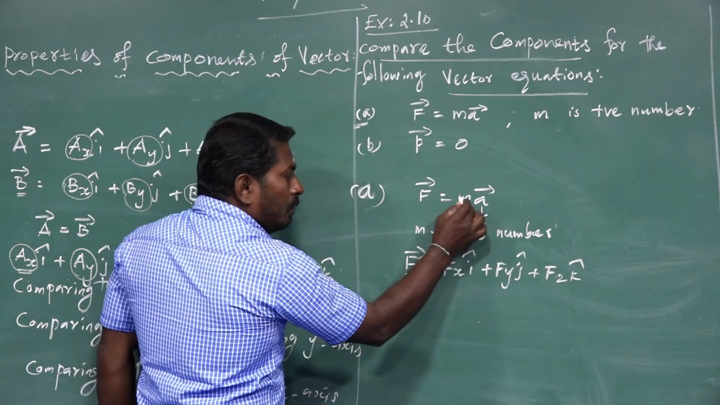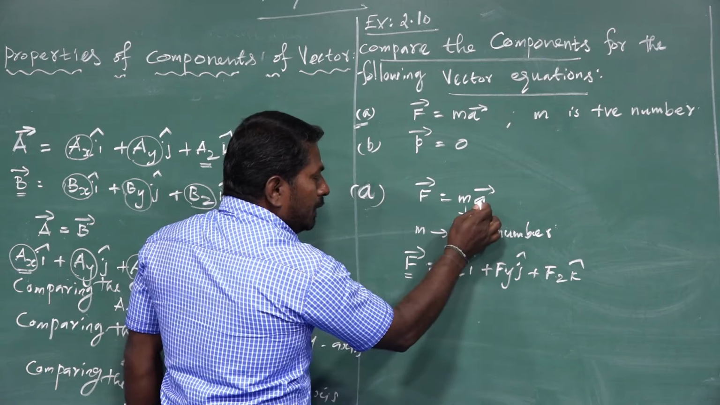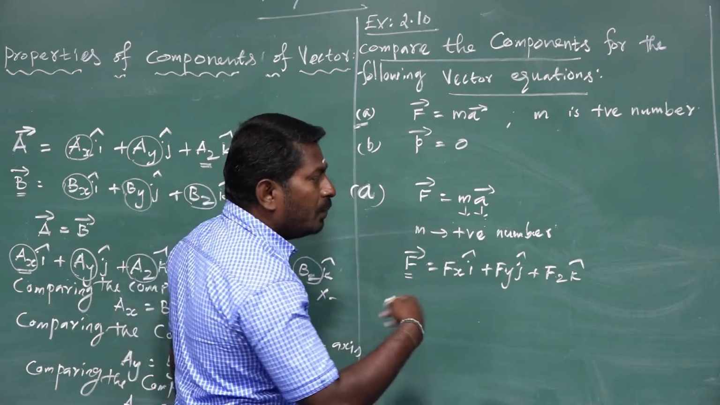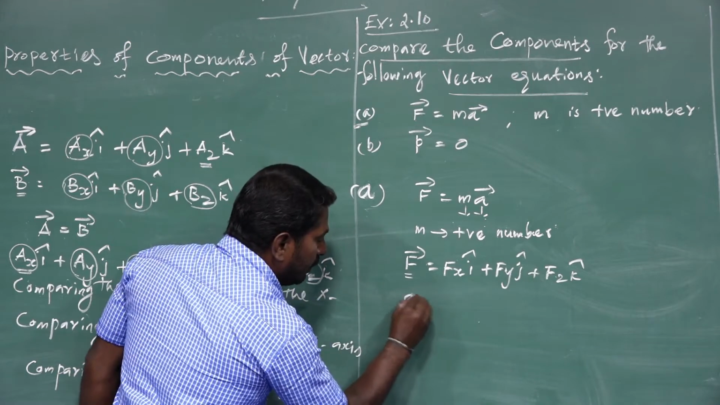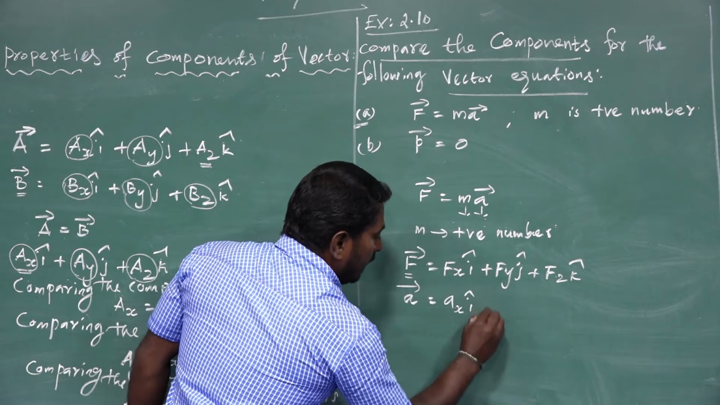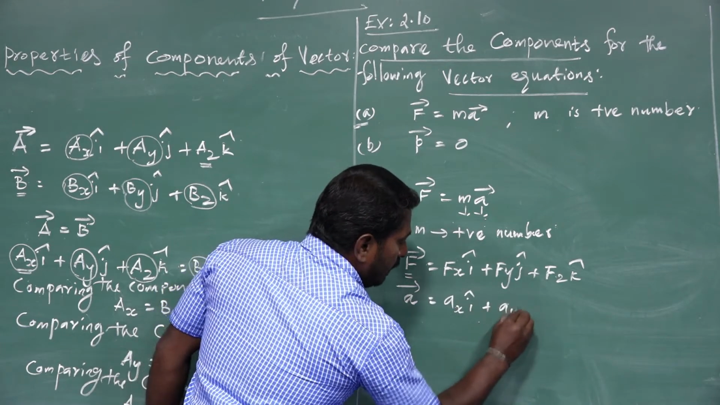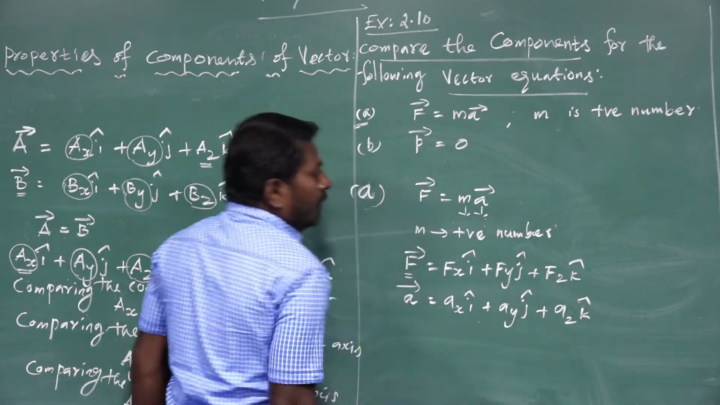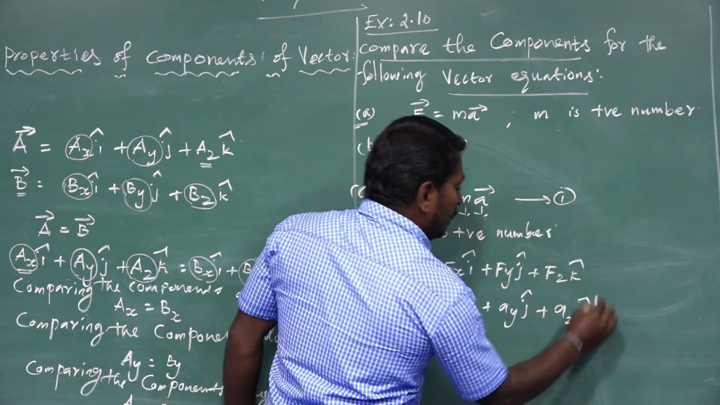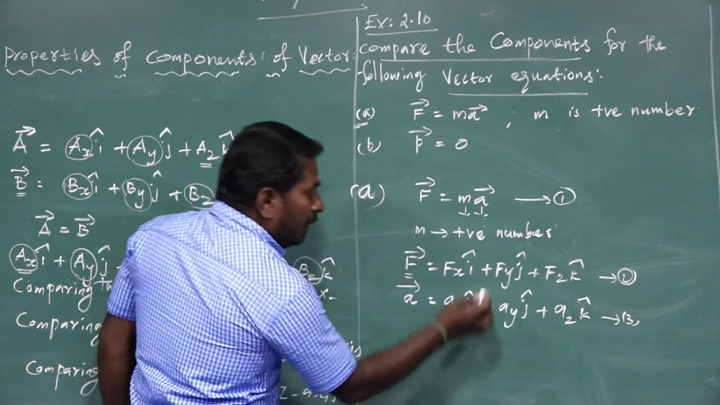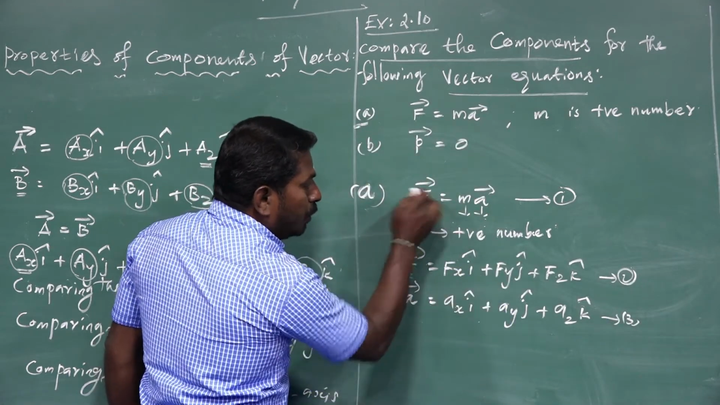Then mass is a scalar quantity. Then acceleration is a vector quantity. It can be resolved into three components along the three directions. A vector is equal to Ax i cap plus Ay j cap plus Az k cap. So this is equation number 1, this is equation number 2, this is equation number 3. Equations 2 and 3 are substituted in equation 1.